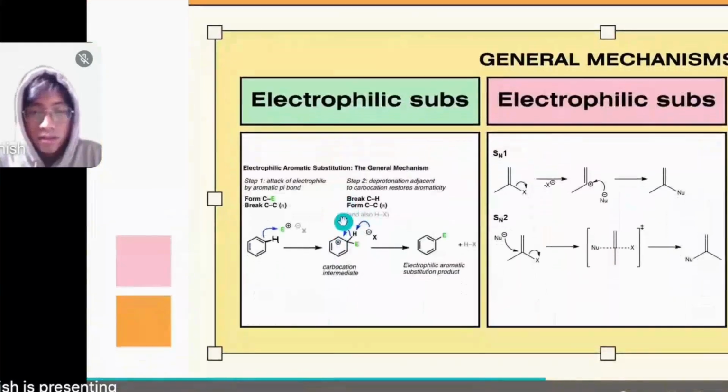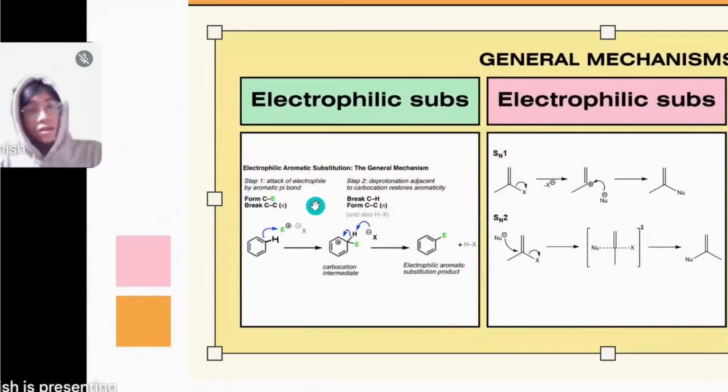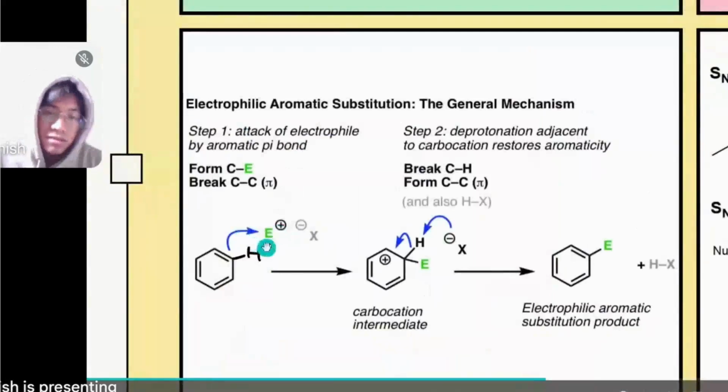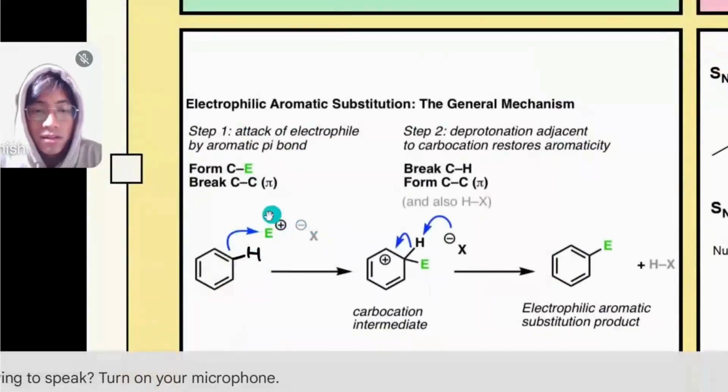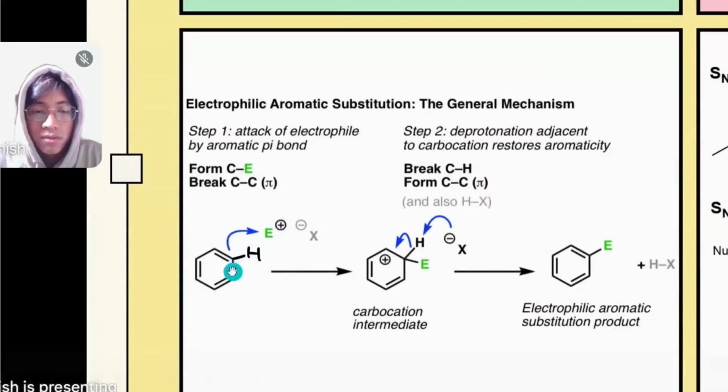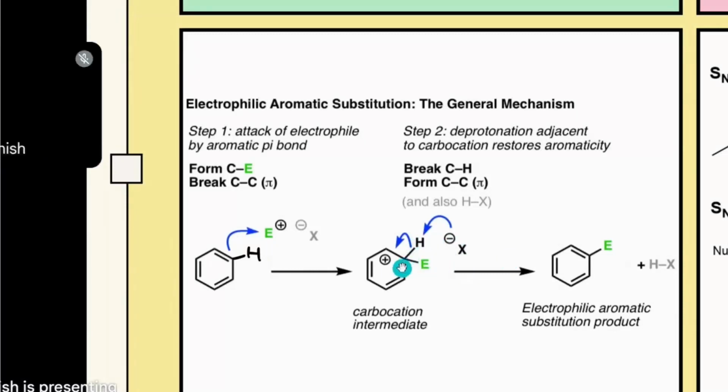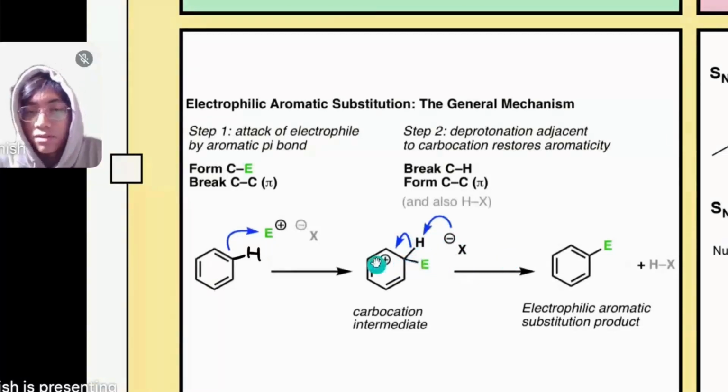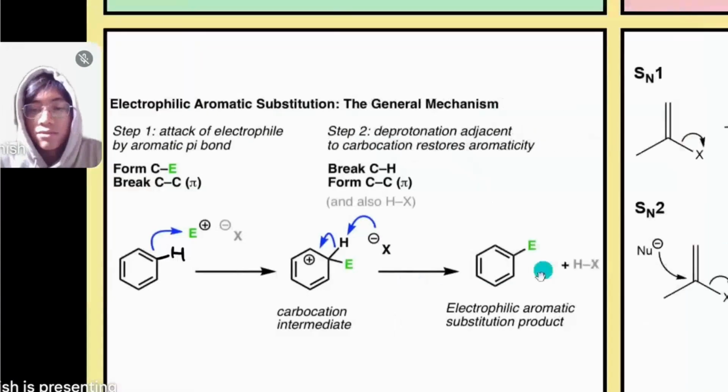The general mechanism of electrophilic substitution. If we look here, we have an electrophile. In this case, the electrophile is E, and as you can see, it has a positive charge. So the mechanism goes like this. The pi bond from the benzene goes out to react with the electrophile, forming a bond. After that, the spectator ion will take the electron from the hydrogen, and the bond from the hydrogen-carbon will go back into the benzene to form a double bond, a pi bond. So that makes the electrophilic aromatic product.